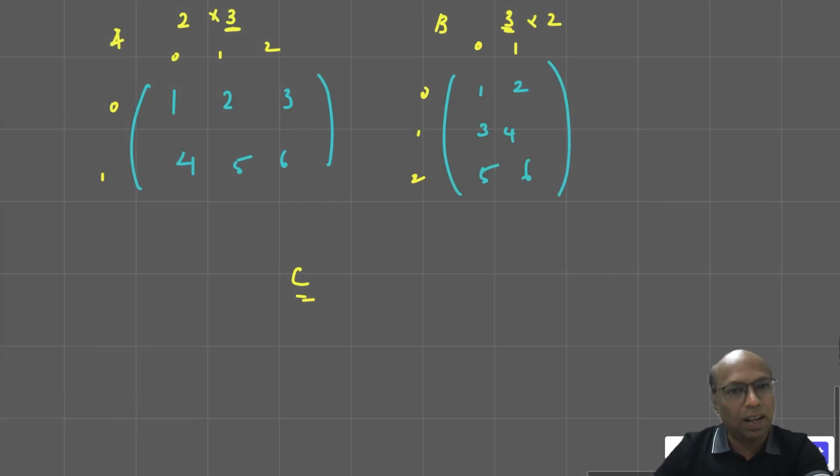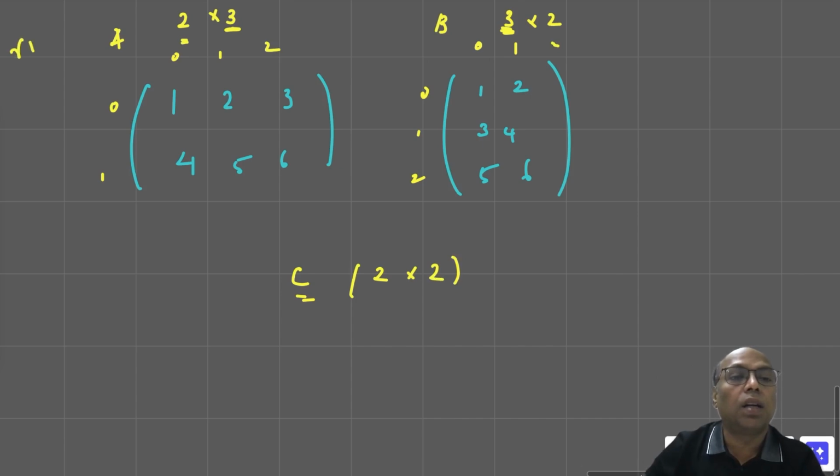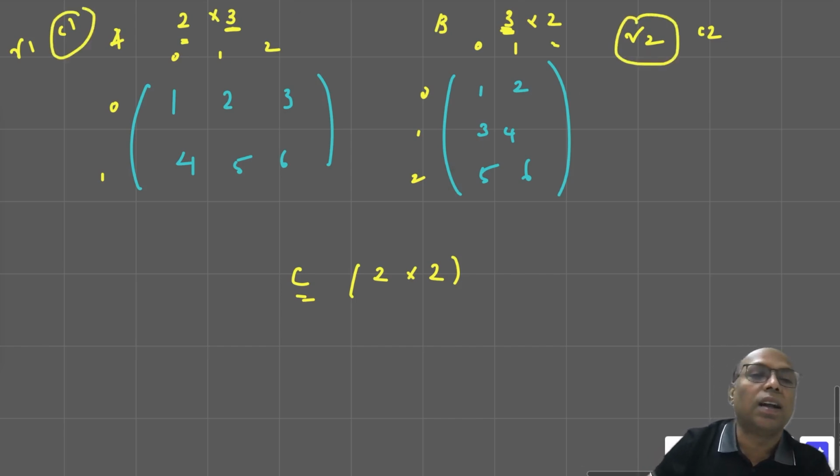Sorry, when I multiply two matrices, the column of the first matrix and the row of the second matrix has to be same. If it is same, what is the resultant matrix size? The row of the first matrix and the column of the second matrix. That means if R1 and C1 are the row and column of the first, and R2 and C2 are the row and column of the second, C1 must be equal to R2 and the resultant matrix size would be R1 into C2.